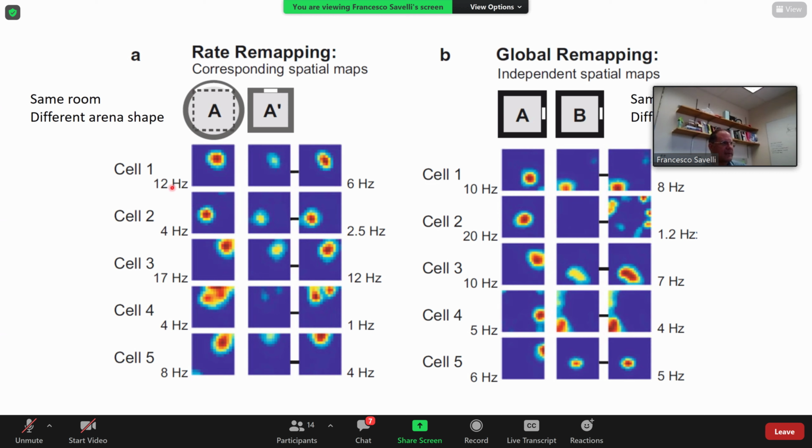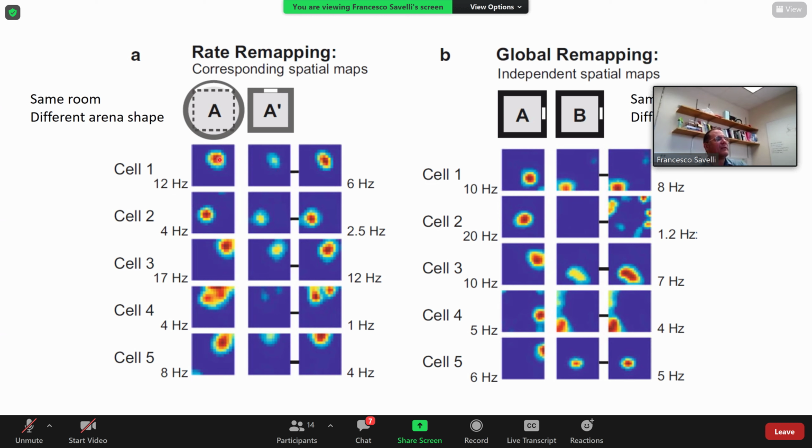Instead, this is 12 hertz, so 12 spikes per second. That means that when this is red, it means it's 12 hertz, and here it is only 6 hertz. See that the color is paler. It's not the same hot red, right? So that means it's firing less. This third rate map here is basically a rate map that is rescaled so that the maximum in this rate map is hot red, right? Because here is a color code, right?